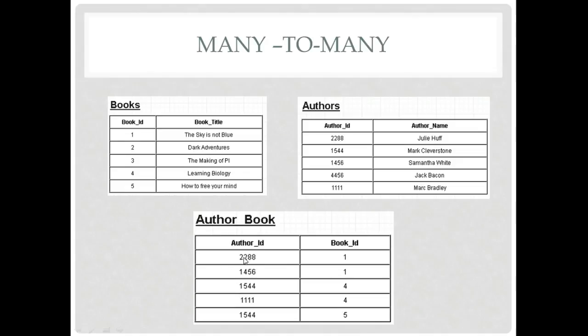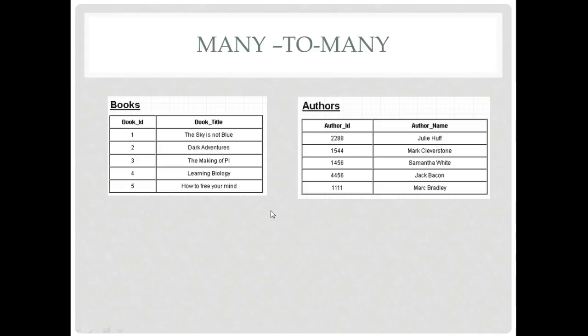So the author 2288 is Julie Huff. Now, there's another author who also paired up with Julie Huff to write this book, and her author ID is 1456. So Julie Huff and Samantha White both worked on this same book. So that pretty much builds a relationship that a book can have many authors. So yeah, that's pretty much the first relationship. A book can have many authors. As you can see here, this book 1, which is The Sky is Blue, has many authors, and you can see that right here.